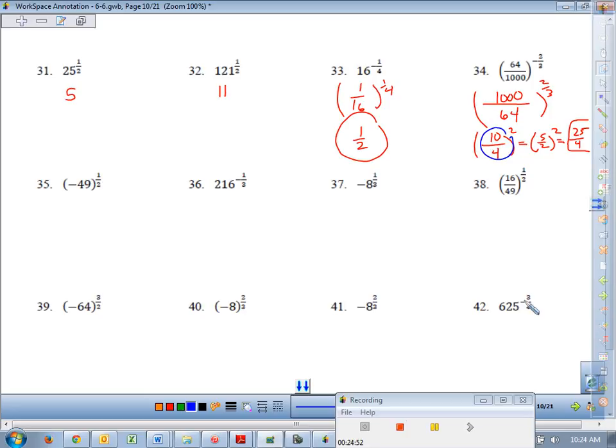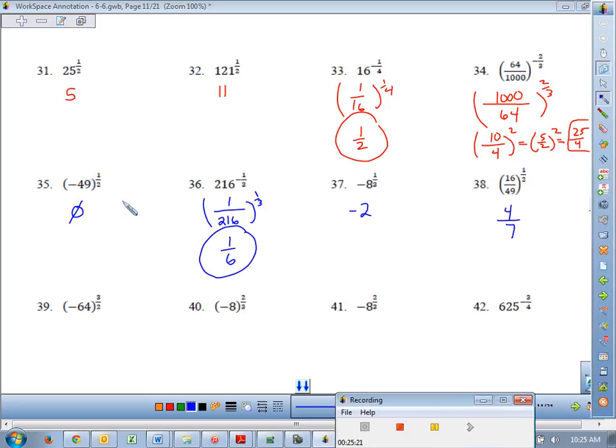4 more. First one had a negative base and an even root. That's a no dice. Everything else was doable. I got a question for you, though, before we get too deep into this worksheet.